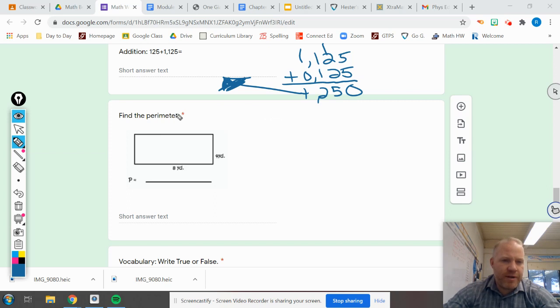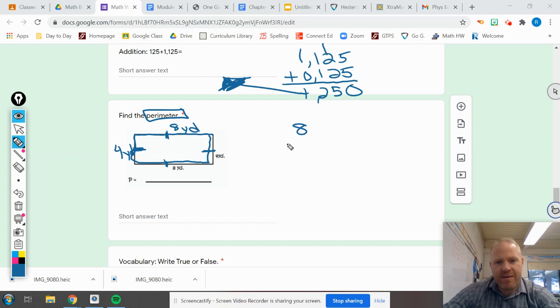Next we have geometry, and it says find the perimeter. Now don't forget, perimeter means all the edges, so we're just counting up the edges. And since this is a rectangle, I know that this side is the same as this side. So this side is going to be 4 yards because this side is 4 yards. That also means that this side is the same as this side, which means that this is 8 yards because this is 8 yards. So now I have 8 plus 8 plus 4 plus 4.